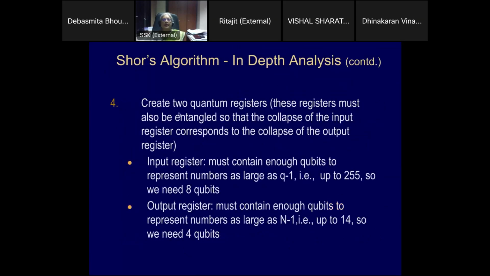Now, we will create 2 quantum registers. These registers must also be entangled so that the collapse of the input register corresponds to the collapse of the output register. So this is where one of the important quantum phenomena, which is not there in classical, is being used. What does the input register contain? It contains enough qubits to represent numbers as large as Q minus 1, in this case up to 255, so it will need 8 qubits. And the output register contains enough qubits to represent numbers as large as capital N minus 1, in this case 14, so 4 qubits suffice.